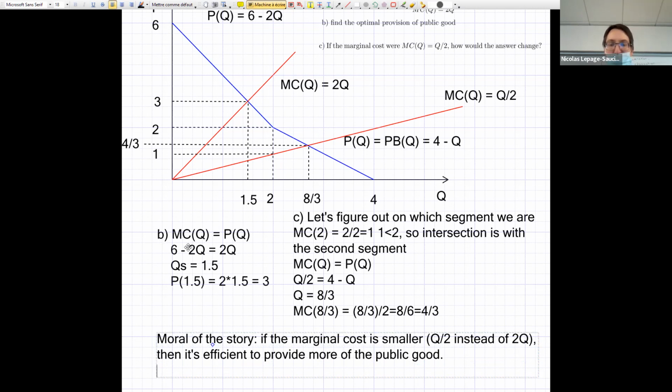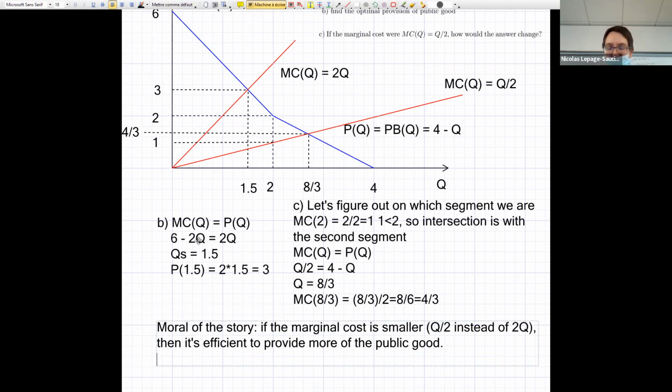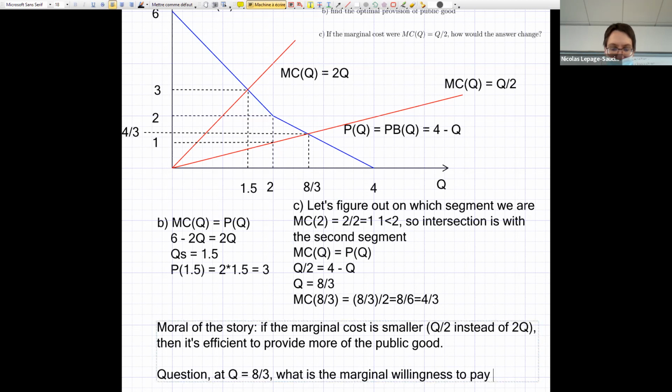I could add, let me add some quote unquote trick questions. So question: at q equals 8/3, so that's my second one. What is the marginal willingness to pay of Alice?